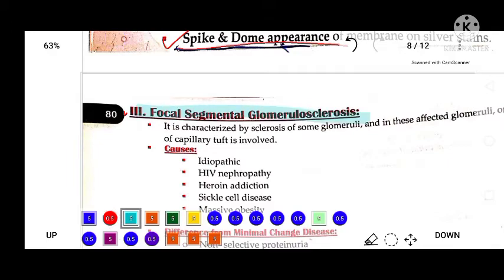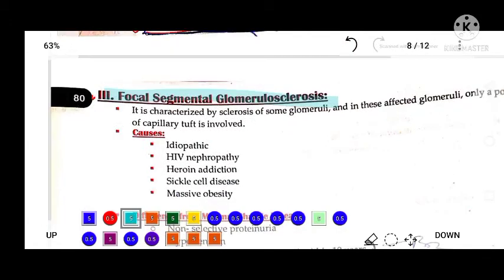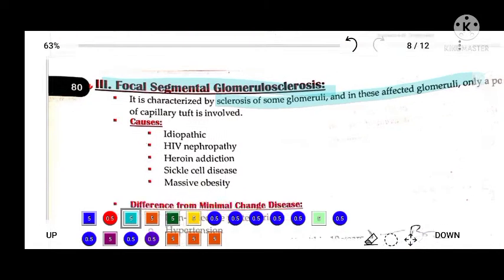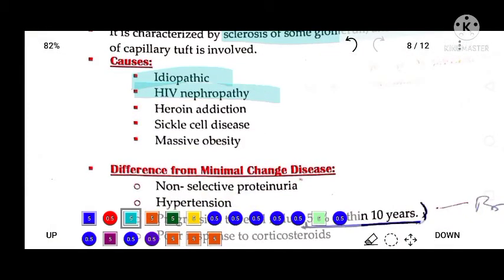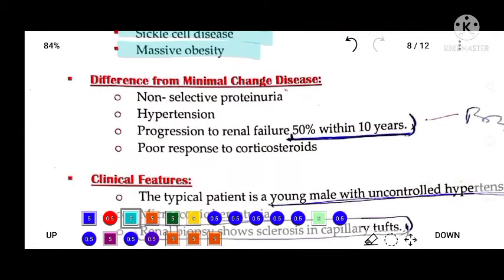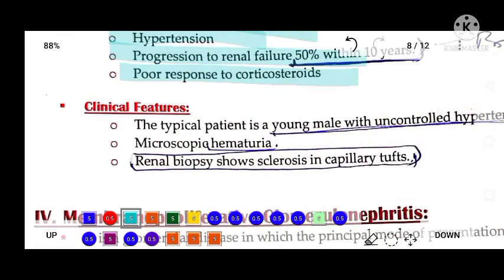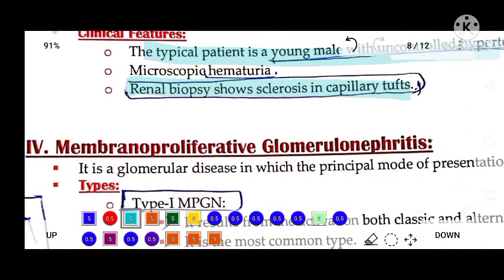Another disease of nephrotic syndrome is focal segmental glomerulosclerosis, in which sclerosis occurs and only a segment of the glomeruli is affected. Its causes are idiopathic, HIV nephropathy, heroin addiction, sickle cell disease, and massive obesity. Different from minimal change disease, there is non-selective proteinuria, hypertension, progressive renal failure, and poor response to corticosteroids. Clinical features are a young male with uncontrolled hypertension, and renal biopsy shows sclerosis and capillary tufts.